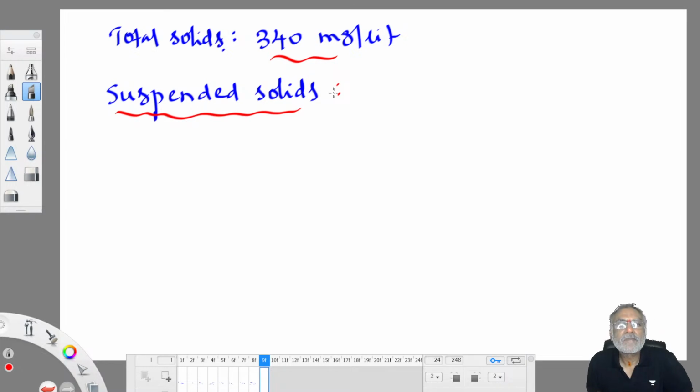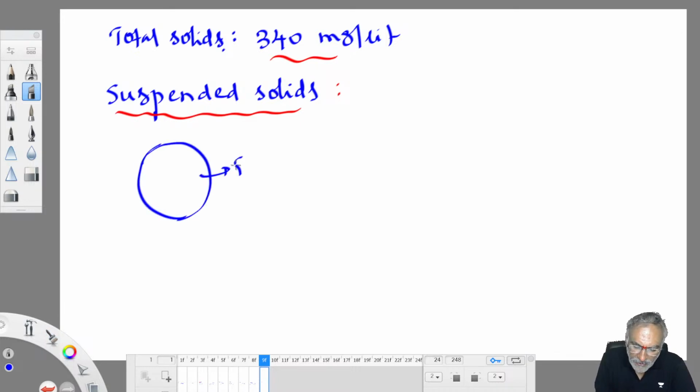Suspended solids. The approach is same. The method is same, but the approach is slightly different. Instead of taking a crucible, we take a filter paper. One filter paper we take like this. This is a filter paper.